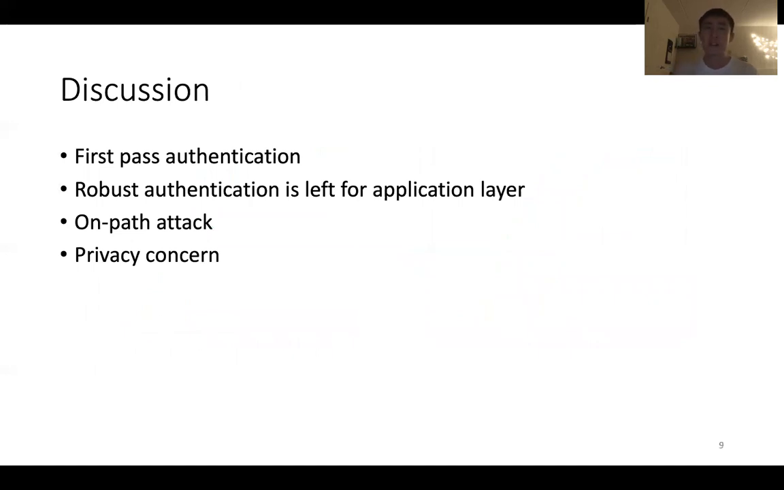As I mentioned before, this system just provides information for first-pass authentication, and the robust authentication is left to the application layer. So we only defend against off-path attacks. However, on-path attackers can observe our packets, and there are also some privacy concerns.